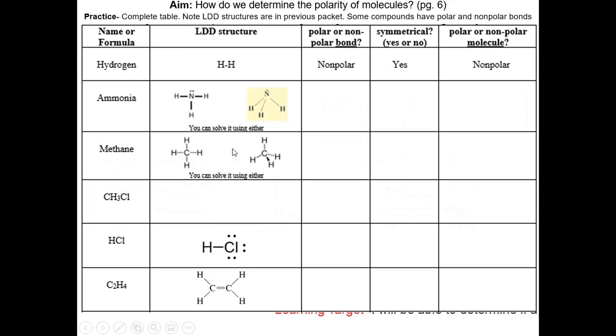In this practice, I want you to complete the following table. You may need to draw the Lewis dot diagram for some of these questions, for example, CH3Cl, but keep in mind the Lewis dot diagrams are from the previous packet. Some compounds may have both polar and nonpolar bonds. So remember to indicate them.